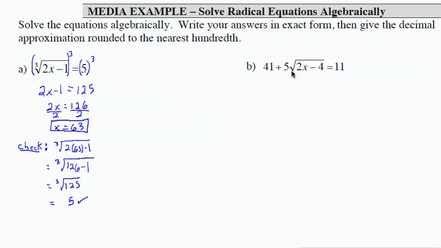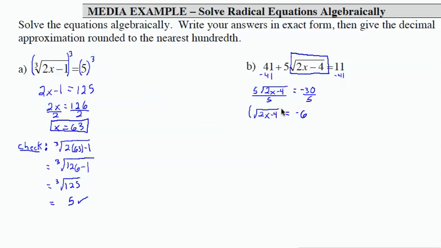Let's see what happens with part B, which is a little bit different. So the radical part of this equation is this part right here. We want to get that part by itself, isolate that part. So the first thing we're going to need to do is to subtract 41 from both sides. So I end up with 5 times the square root of 2x minus 4 equals negative 30. Again, I want the radical part by itself, so I'm going to divide both sides of the equation by 5, leaving me with the square root of 2x minus 4 equals negative 6.